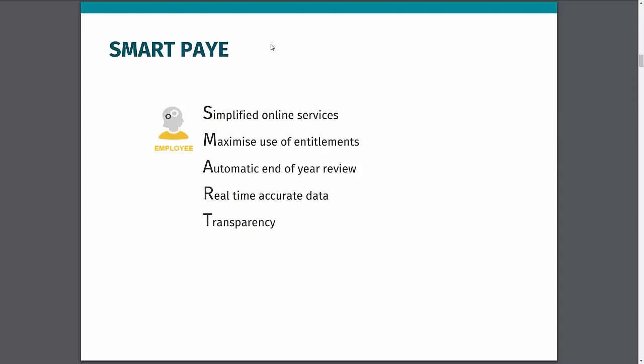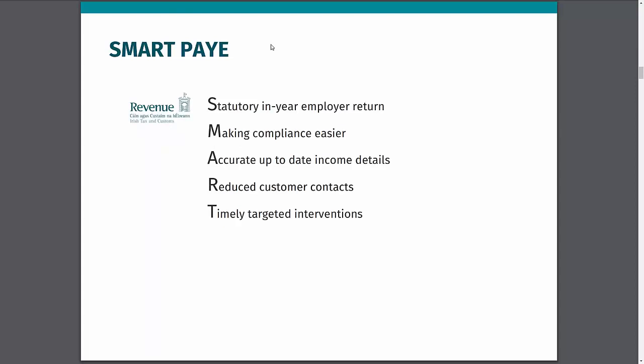In terms then of the employee, well, they will now have simplified access to the online services. So where they go on to Jobs and Pensions and register, they will now be able to view what has actually been paid and deducted on their behalf by their employer. They will also be able to move around their tax credits, particularly where there are partners or married couples where they want to split credits between themselves. And they'll be able to just make sure that they're maximising the use of their tax credits and rate bands.